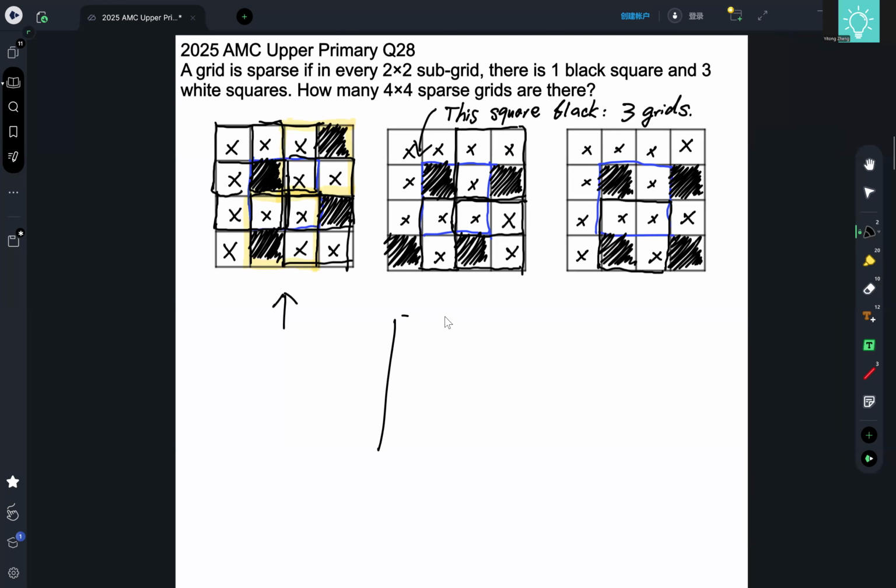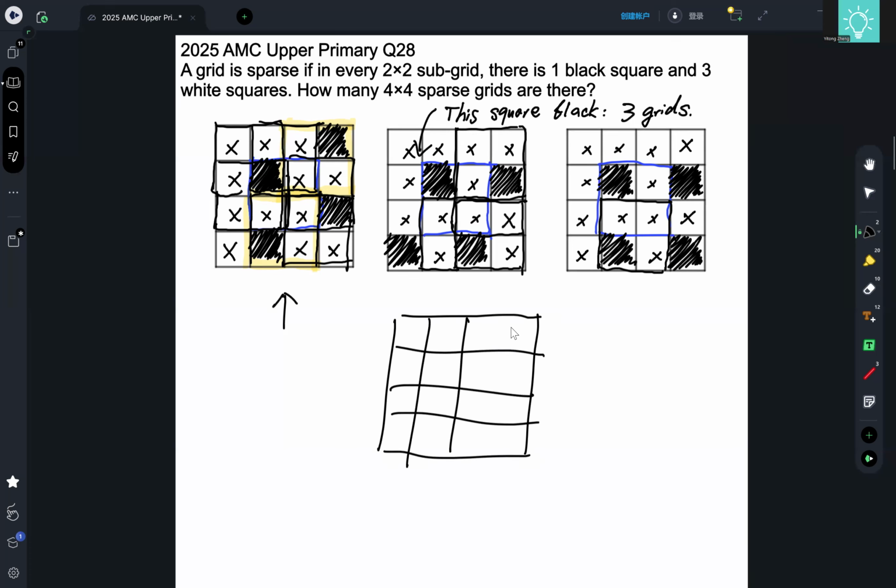However, at the beginning, we have chosen arbitrarily for this square to be black. At the start, I said that this middle subgrid in here must have exactly one black square, and we chose the top left to be our black square. But we didn't have to choose the top left. We could have chosen one of these four squares, and each one of these four squares we choose, it's going to similarly lead to three solutions. And since there are four squares I could choose at the beginning, and each one has three solutions, it implies that the total number of sparse 4 by 4 grids is 12. And we are done.